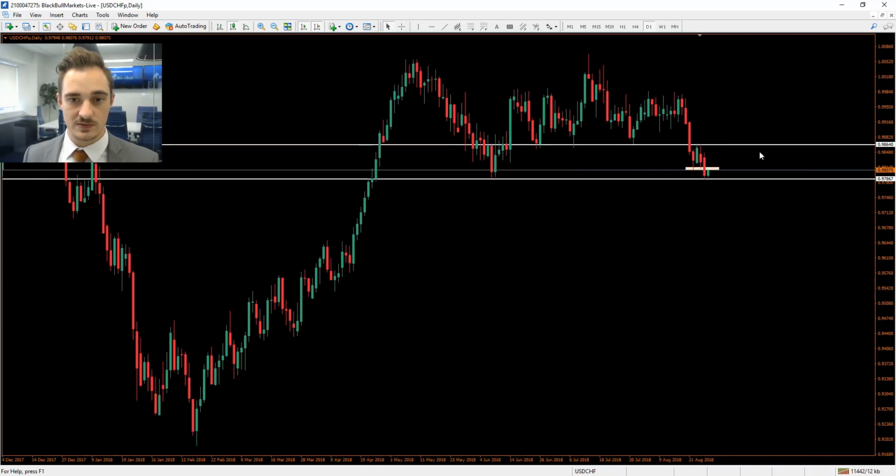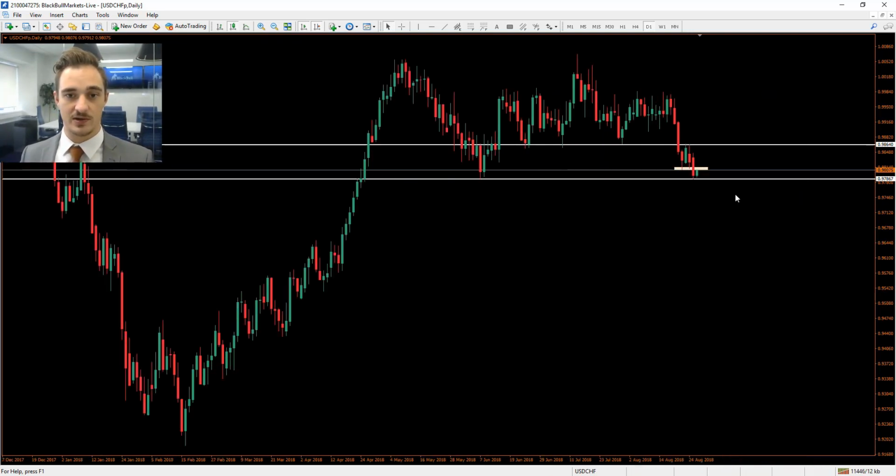We will look for moves between these two lines potentially, and more likely it'll stay between these two until it does break out. We could look for further stronger moves in any direction depending on the break.